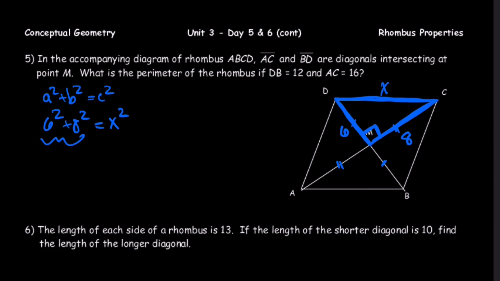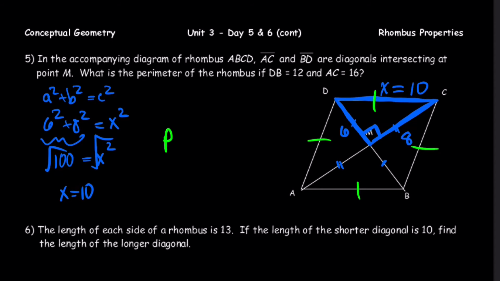Put this into the calculator, you get 100 equals X squared. You square root that. X is 10. So the side of this rhombus is 10. To find perimeter, since they're all the same, I'm going to take 4 times 10. So the perimeter of that rhombus is 40.